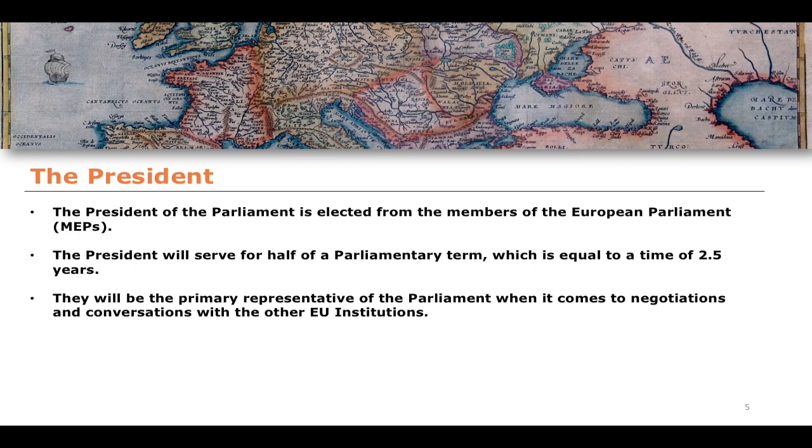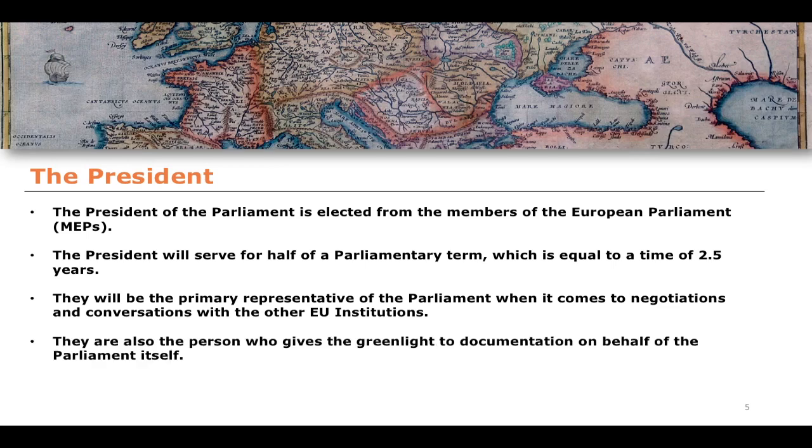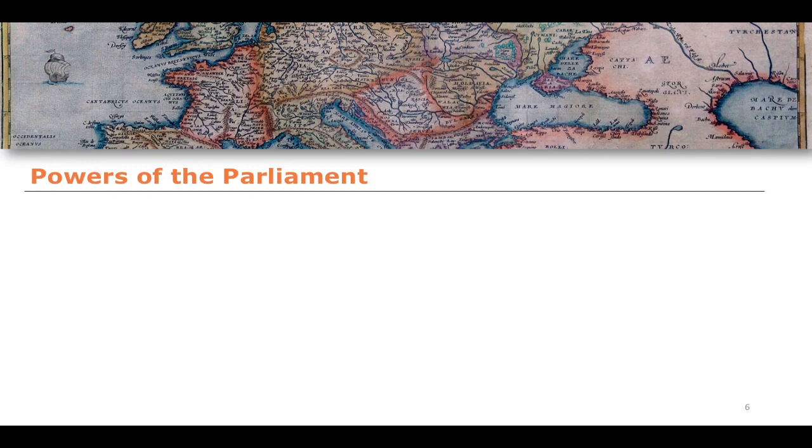They will be the primary representative of the Parliament when it comes to negotiations and conversations with other members of the European Union, i.e. when it comes to other institutions. So where there are negotiations and conversations between the Parliament and the Commission, or the Council and the Parliament, etc., it will be the President that spearheads the majority of these various kinds of conversations and negotiations. They are also the person who gives the green light to documentation on behalf of the Parliament itself.